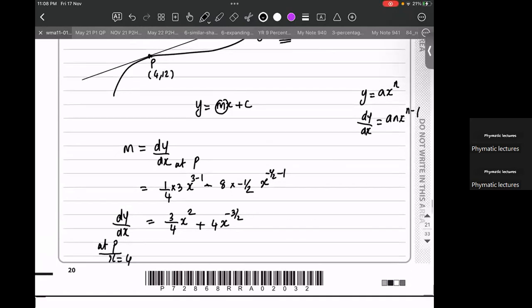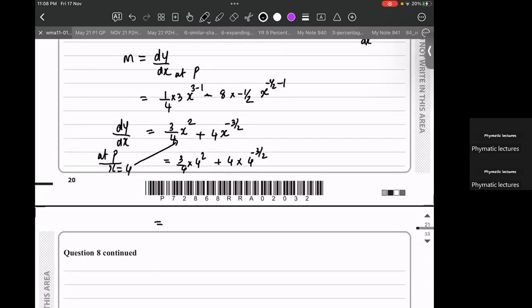Here x coordinate is actually 4. So 3 by 4 into 4 square plus 4 times 4 to the power of minus 3 by 2. So if you are inputting this value directly in the calculator, that will give you 12 plus 4 times 4 to the power of minus 3 by 2, which is actually 1 over 8. So substitute it and then calculate the value.